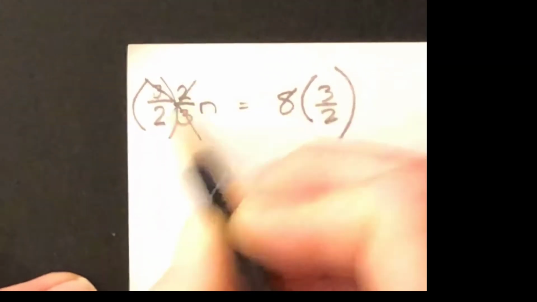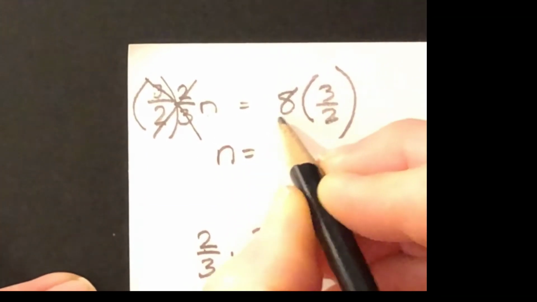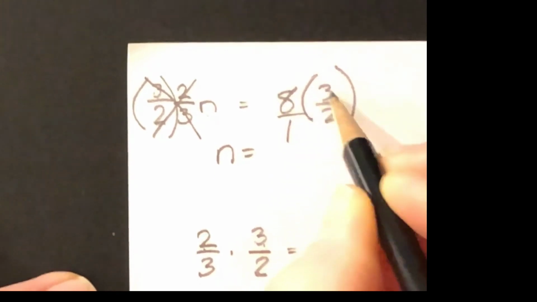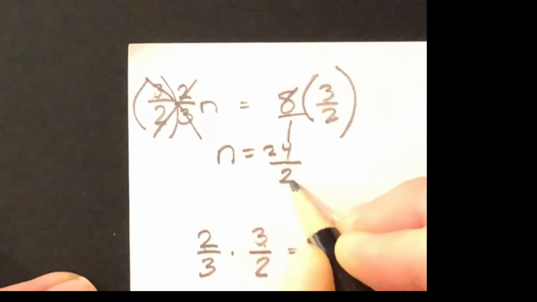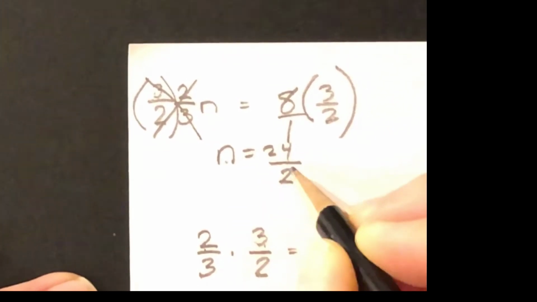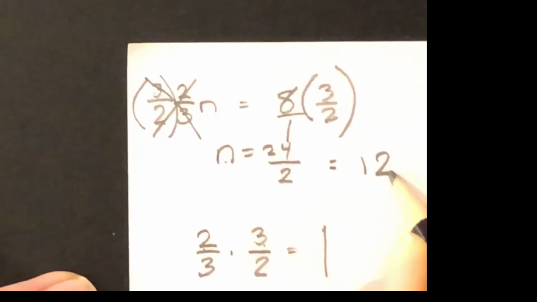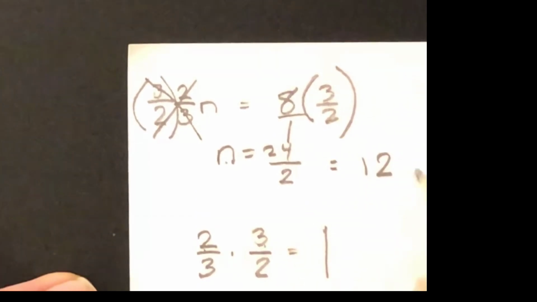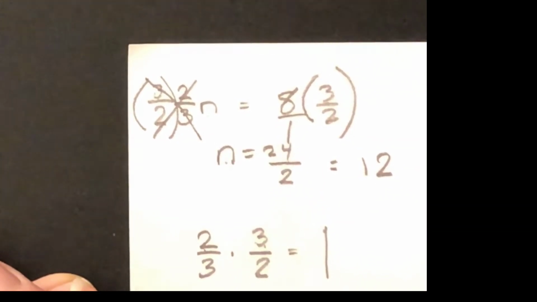Then that cancels out, and you're left with n on this side equals, then you multiply that out. We'll just kind of draw that. 8 times 3 is 24. 1 times 2 is 2. N equals 24 divided by 2, which equals 12. This is the more common way to do that. Whichever way means more to you is the way that you are welcome to solve it.